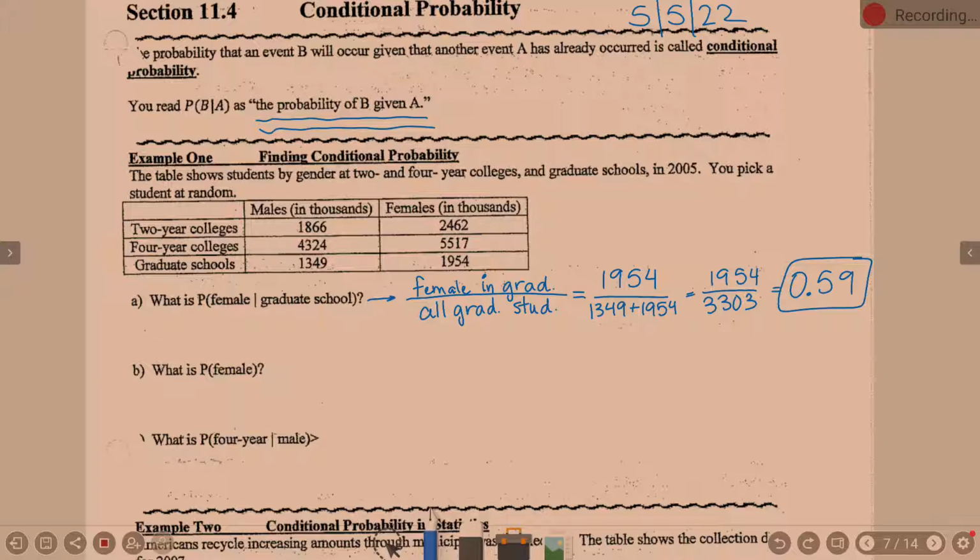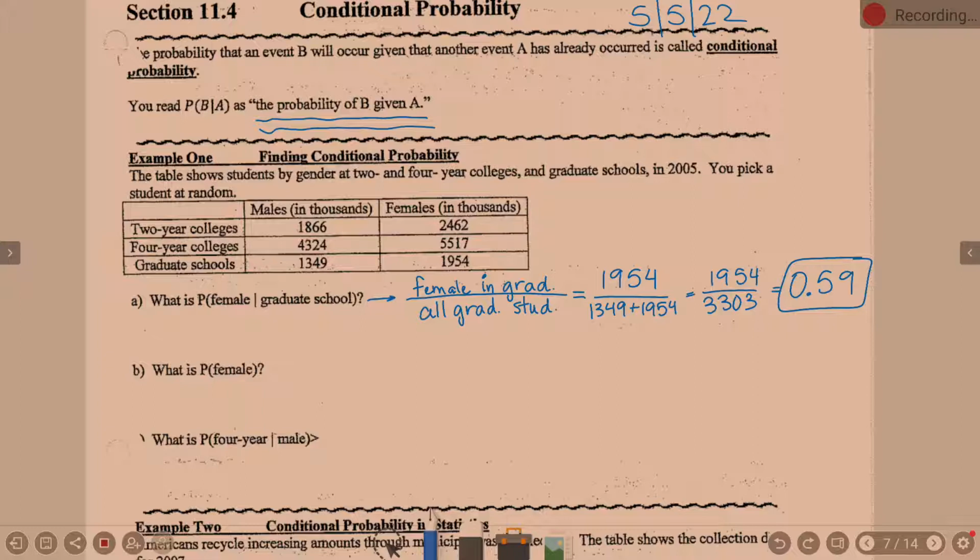0.59 is 2 decimal places. Oh, did I type something wrong? Yeah, the 9 didn't go in there. Okay. Okay, questions on that one?